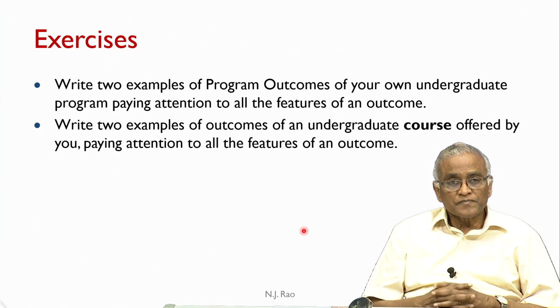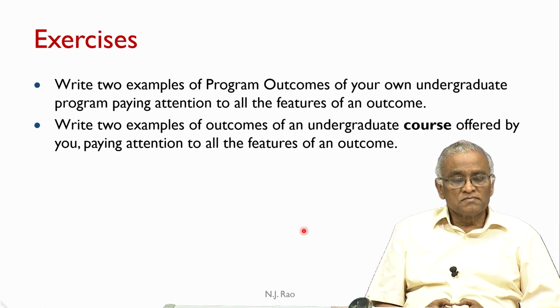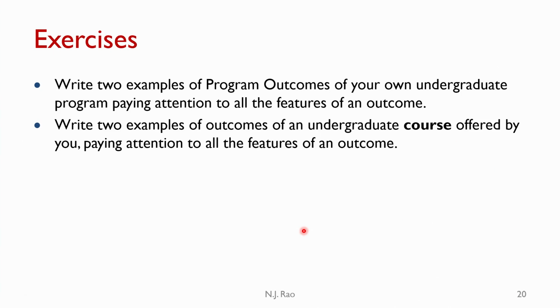Now here we suggest that you do these two exercises. Once again, this is only to make sure, by practicing a little bit, you understand what an outcome statement is or what a course outcome is. Write 2 examples of program outcomes of your own undergraduate program paying attention to all the features of an outcome. Write 2 examples of outcomes of an undergraduate course offered by you paying attention to all the features of an outcome. This is just for practice, just to make sure all the features we talked about you are able to take into consideration.